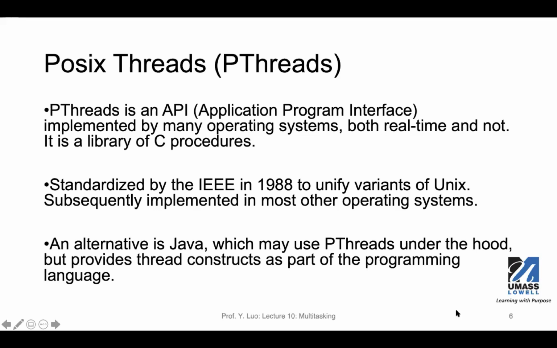It was standardized by IEEE in 1988 to unify the different variants, and it's implemented in most operating systems right now. Java is also a concurrent library that you can call, and it uses pthreads underneath and provides thread constructs as a part of the programming language.